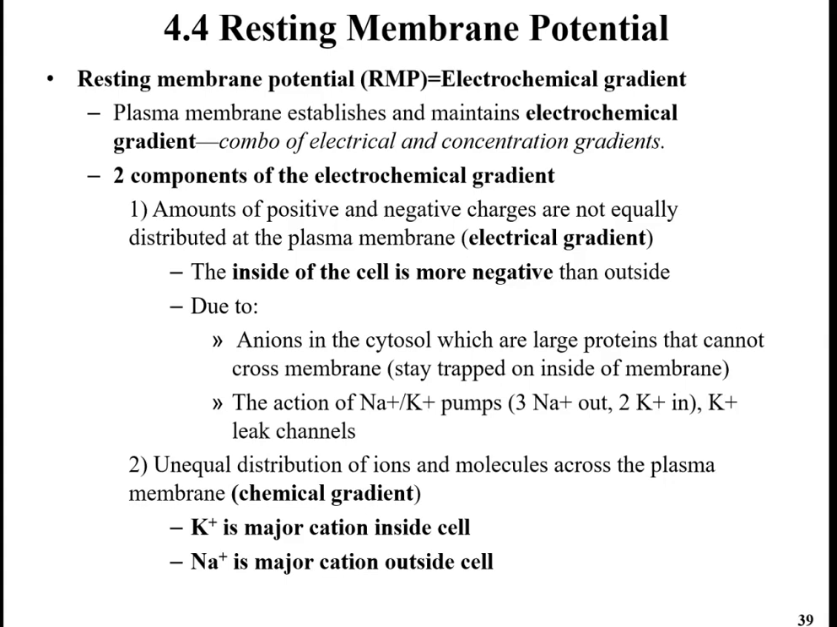And it's also due to the action of the sodium-potassium pumps, where there's 3 sodium pumped out and 2 potassium pumped in. So there's an electrical difference there. And it's also due to the potassium leak channels. And then number 2, there's an unequal distribution of ions and molecules across the plasma membrane, and this is the chemical gradient. And you definitely need to know this. Potassium is the major cation inside the cell, while sodium is the major cation outside of the cell.